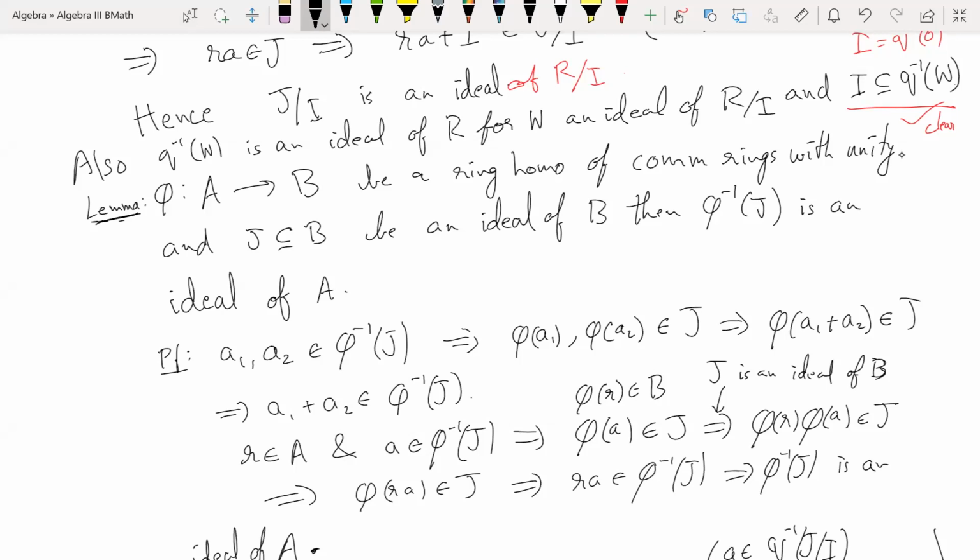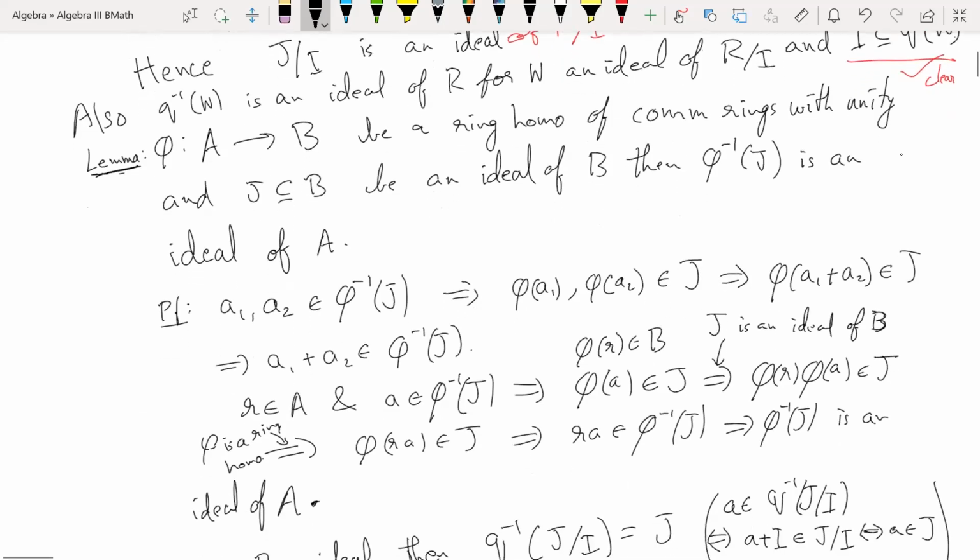Then you use the fact that phi is a ring homomorphism. This is where we use that phi is a ring homomorphism. So phi(r) times phi(a) is the same as phi(ra). So phi(ra) belongs to J, and that tells you that ra is in phi inverse of J. So we started with an element r in A and a in phi inverse of J, and we concluded that r times a is in phi inverse of J. That tells you that phi inverse of J is an ideal of A.